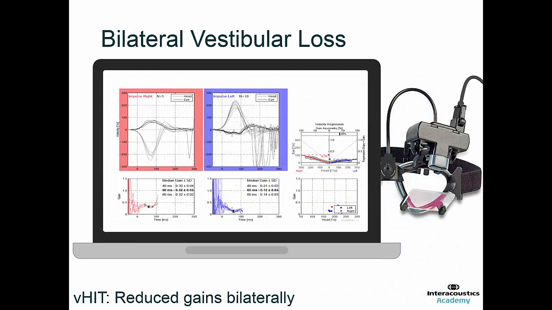If we do the video head impulse test, then we can see that this patient has a reduced VOR gain with the presence of catch-up saccades bilaterally, which is showing us that in fact this patient has a bilateral weakness which is severe because it's affecting all the frequencies of the VOR.